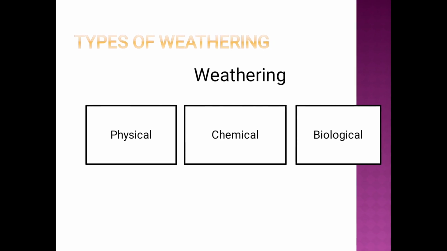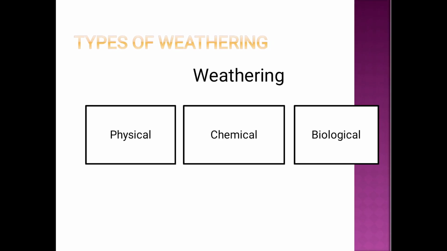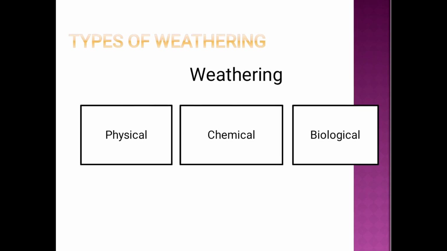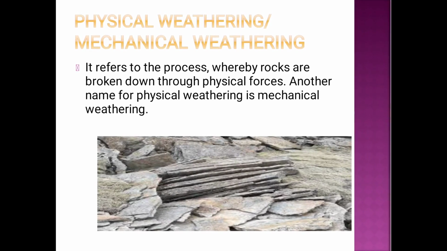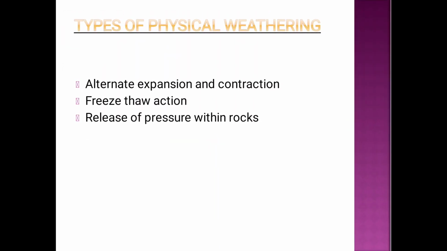Dear students, weathering has three types: physical, chemical, and biological. Physical or mechanical weathering. Physical weathering refers to the process whereby rocks are broken down through physical forces. Another name for physical weathering is mechanical weathering. The types of physical weathering are expansion and contraction of the rock, freeze and thaw action, and release of pressure within the rocks.